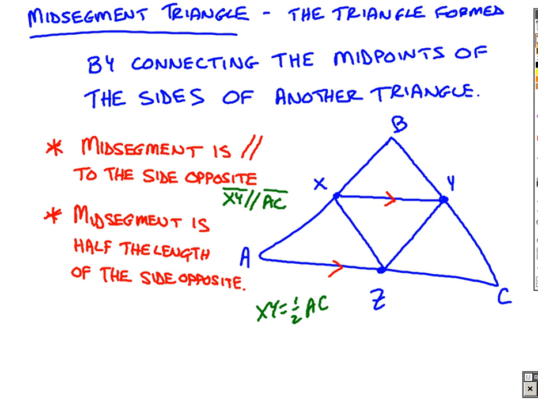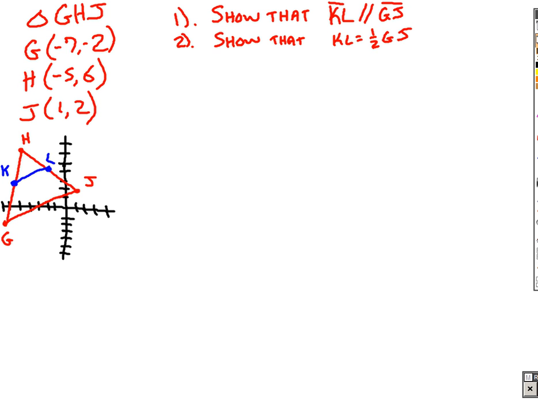So what we're going to do is pretty much prove that we have mid-segments. So we're going to have this triangle. We want to show that this mid-segment KL is parallel to the opposite side and that it's half of its length. So to do that, we need to first find what point K and what point L actually are. K is the midpoint of GH. L is the midpoint of HJ, so we're going to use the midpoint formula.